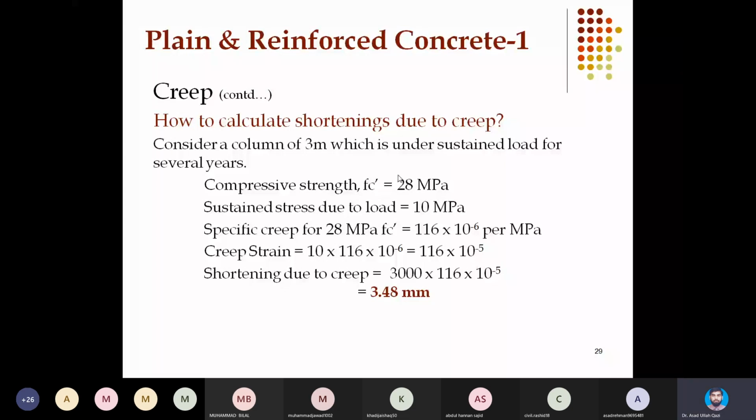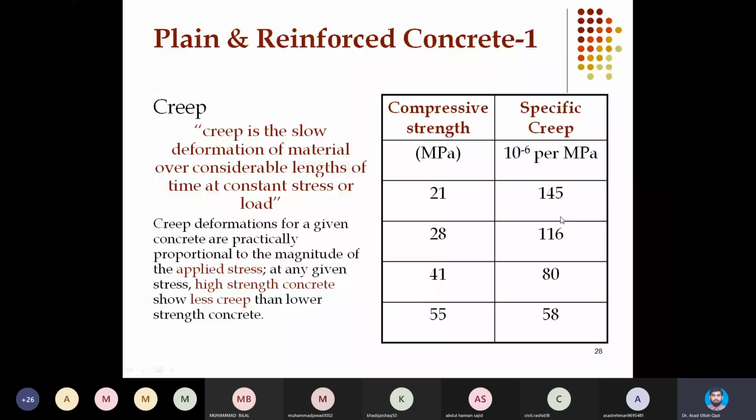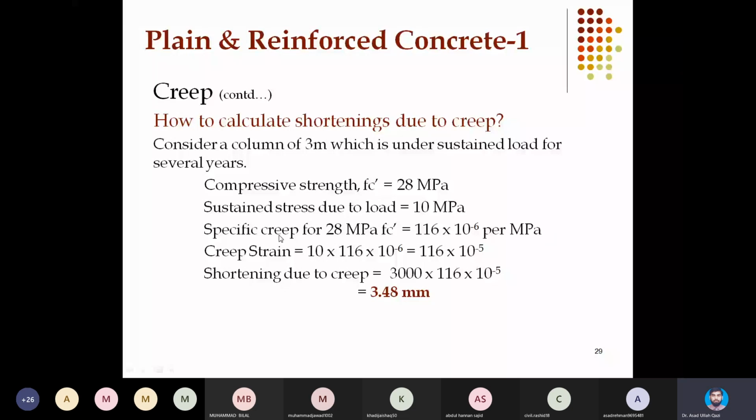So specific creep for 28 megapascal concrete is given here on slide number 28, 116 into 10 to the power minus 6. So that is used here. The creep strain will then be specific creep into the sustained stress. So per megapascal into megapascal will cancel the stress and we will be left with strain, and that is 116 into 10 raised to the power minus 5. So this strain multiplied with the original length will give us the shortening under a sustained stress of 10 megapascal.